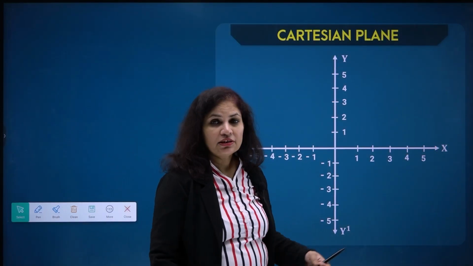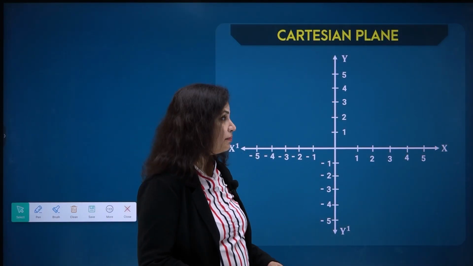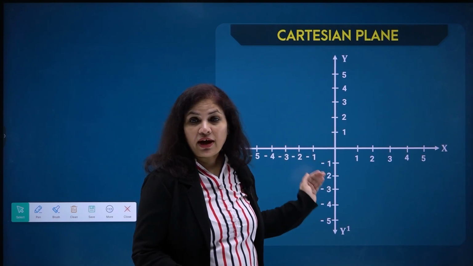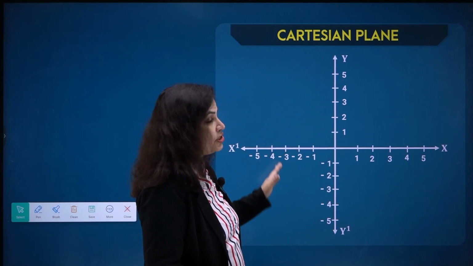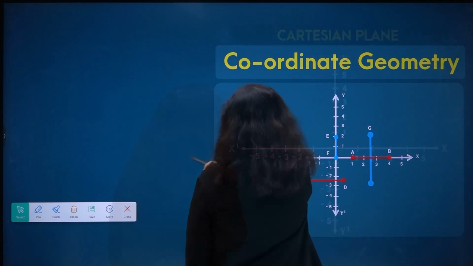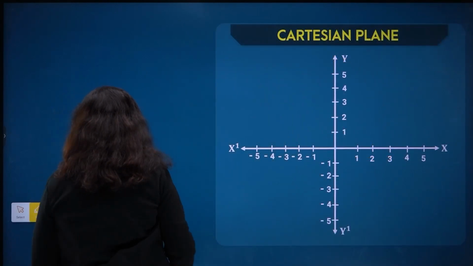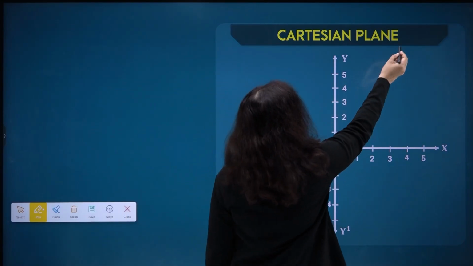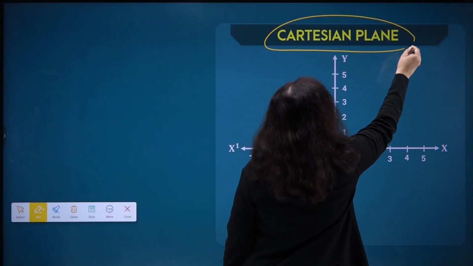As I can see, the horizontal and the vertical number line divide the plane into 4 regions, and this plane is known as a Cartesian plane.